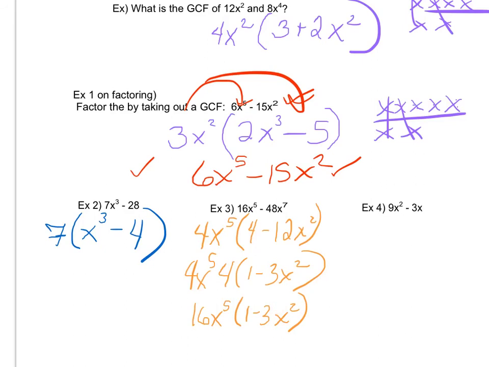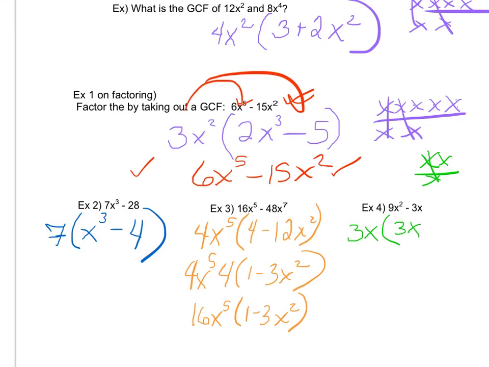Finally, looking at the last example here, I have 9x squared minus 3x. I know they're both divisible by 3. I also know I could take an x out. I know 9x squared divided by 3x. 9 divided by 3 is 3. X squared divided by x leaves me with just an x.